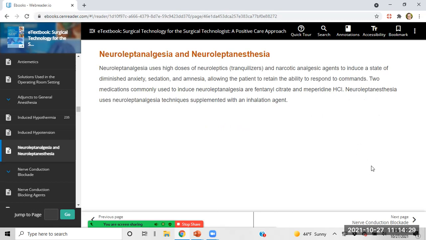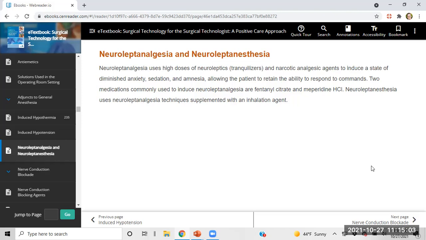Here we go. So neuroleptanalgesia is using high doses of tranquilizers. This is reducing their anxiety, providing them with some sedation and amnesia, and allows them to still respond to commands though. So this may be used, you may actually see this being used in brain surgery because they need them to be able to respond to commands.